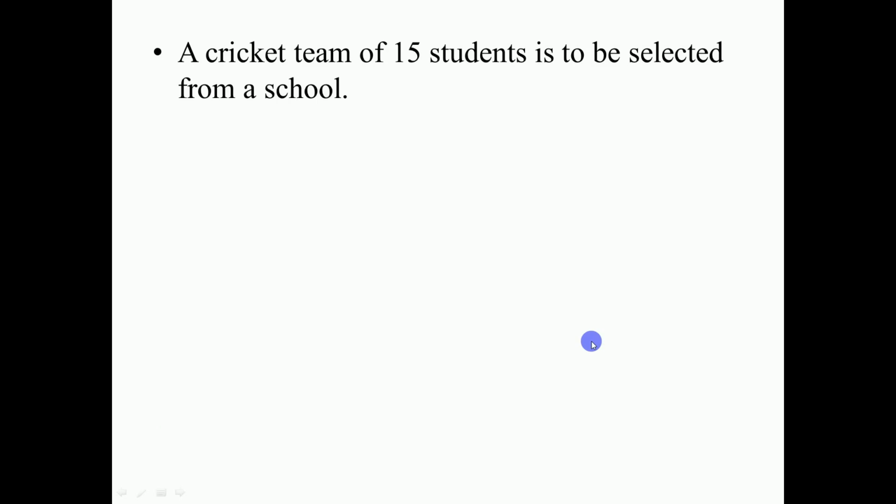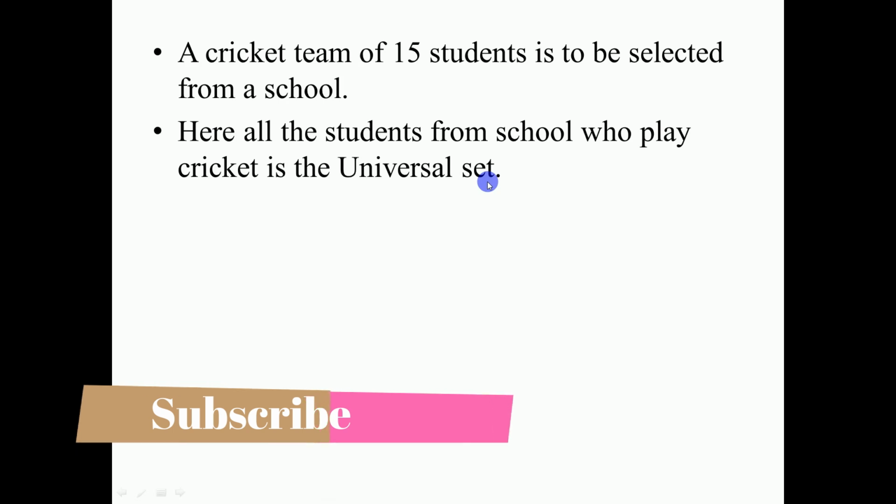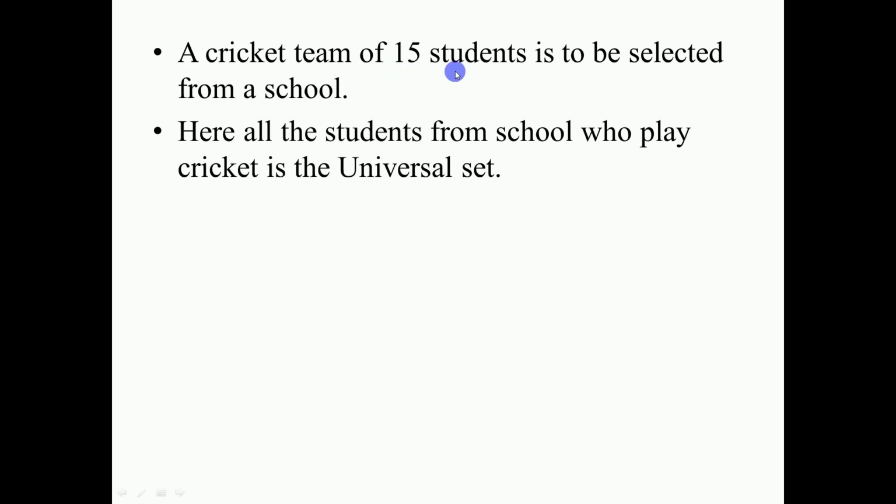Now let us move on to the next one. Consider that you have a cricket team of 15 students which is to be selected from a school. So here you have your own school, out of which 15 students have to be selected for the cricket team. Now the students from this school who play cricket form the universal set. Consider you have 100 students in your school, but only 50 students play cricket. So those 50 students can be considered as the universal set, but we have to make a set of only 15 students, and we have 50 students in our universal set.